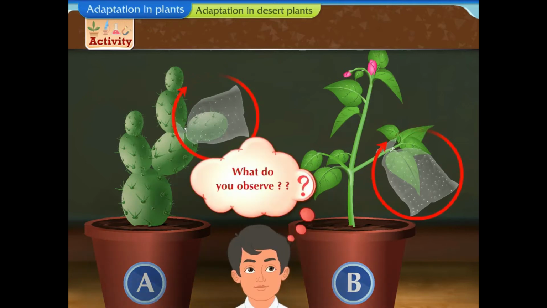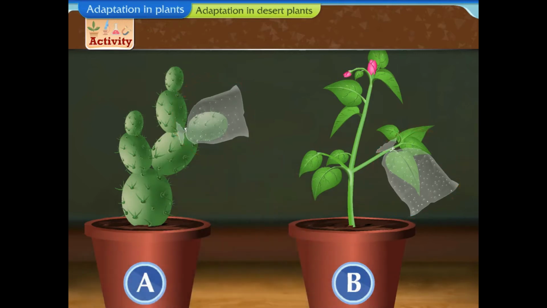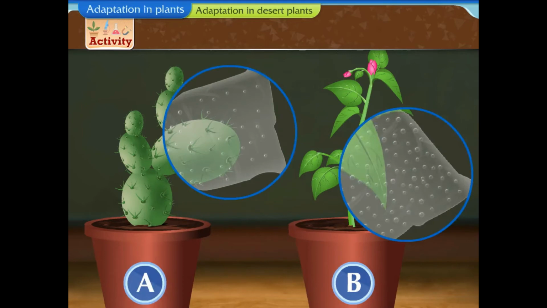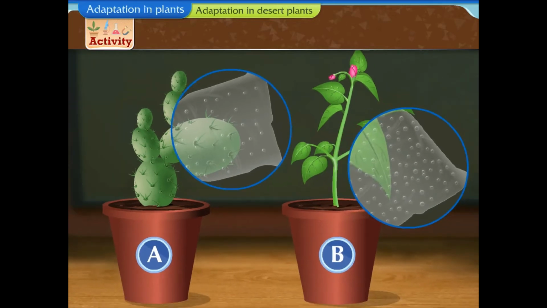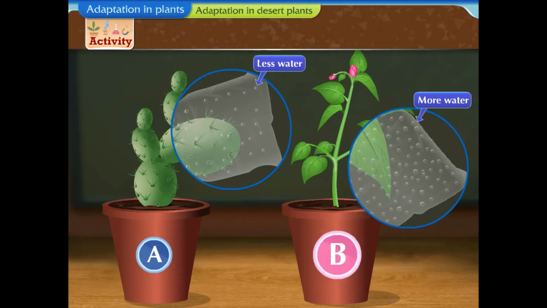What do you observe? We can see water droplets collected in the plastic bags tied around the two plants. If we compare the amount of water, we realize that more water droplets are collected in the plastic bag tied around the potted plant labeled B as compared to the plastic bag tied around the potted plant labeled A.